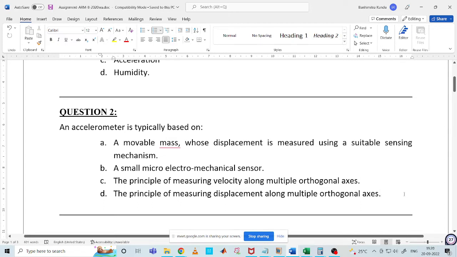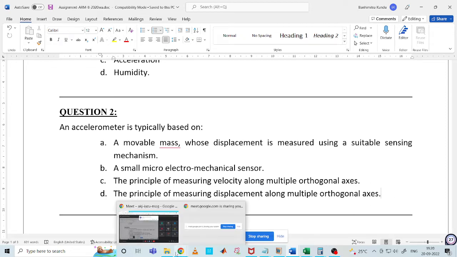For example, we have this x-axis. In the x-axis, it measures displacement only in x-axis. The x-axis sensor never measures the displacement of the y-axis, right? Clear?